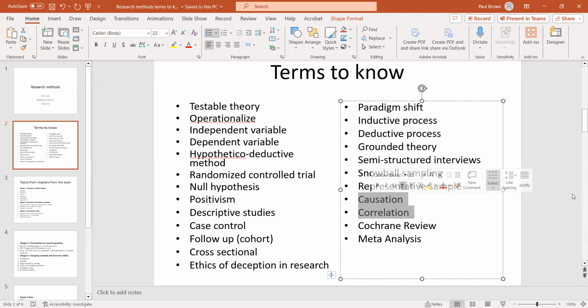Let's see. Let me think of an example. Example of correlation, it's not causation. It's an example, a good example. Correlation, that's not causation.